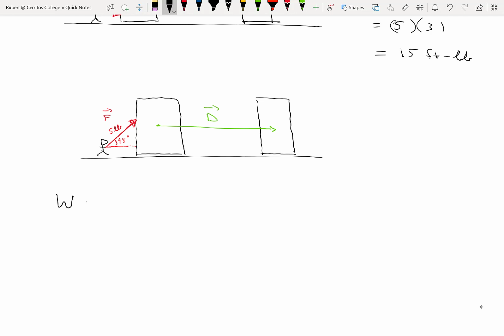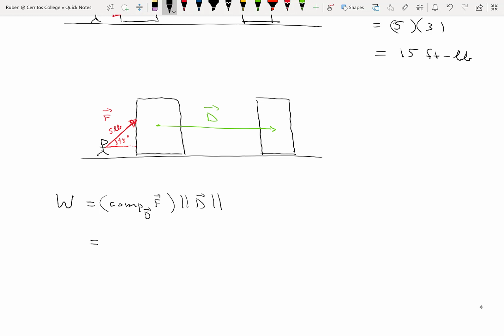So work is equal to the component of force in the direction of motion times the displacement, the magnitude of the displacement vector. Only that part of the force experienced by the refrigerator in the direction that the refrigerator is going to move is going to contribute to work.